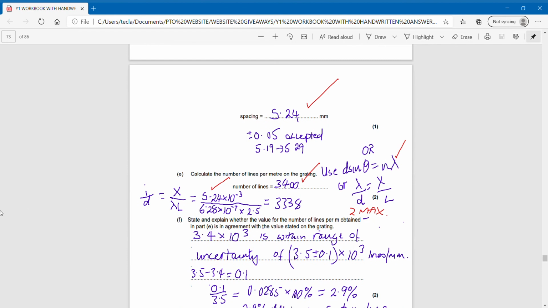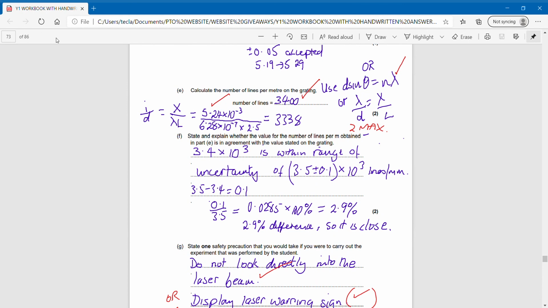Calculate the number of lines per millimetre on the grating. So two possible ways of doing that. One is to use 1 over d equals x over lambda L. Put the values in, we get 3338 or 3400. Or you can use d sine theta equals n lambda, which gives lambda over d equals x over L. X over L gives us the two sides of the triangle instead of sine theta, and then rearrange that to get 1 over d, as shown here.